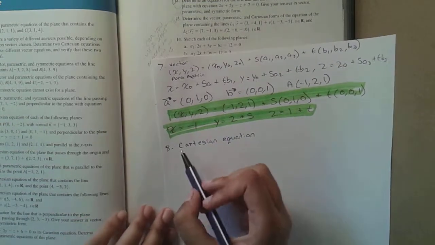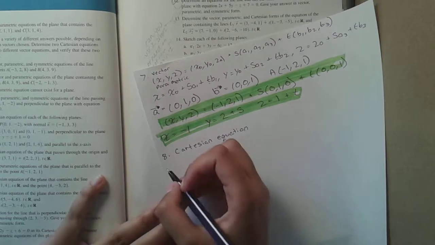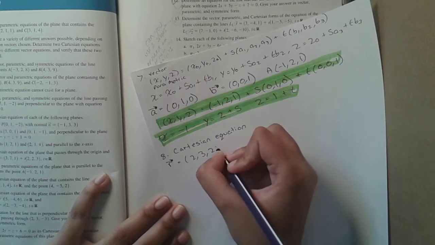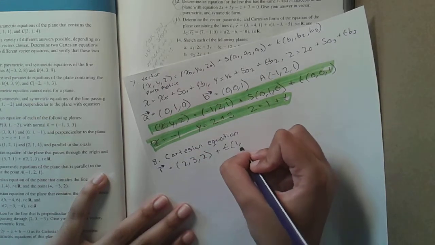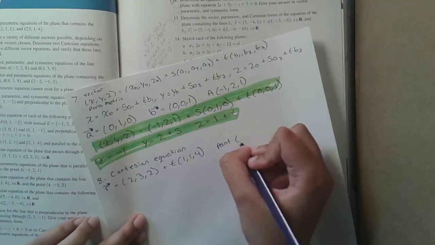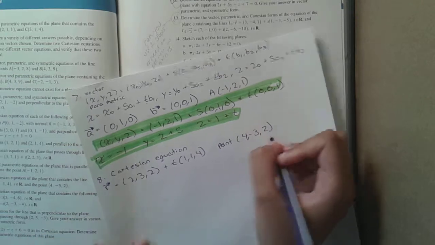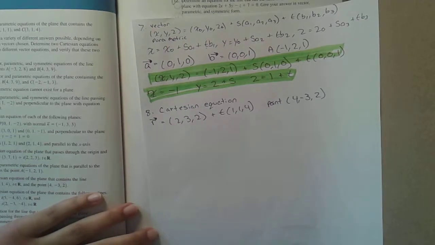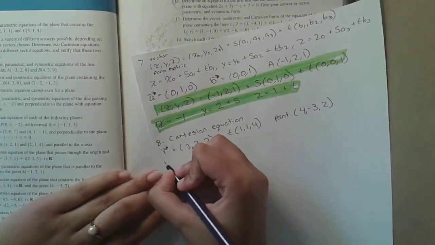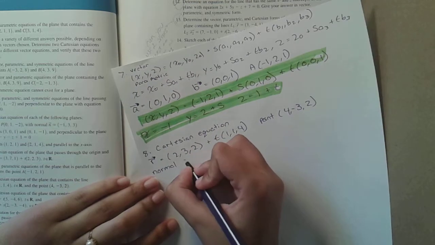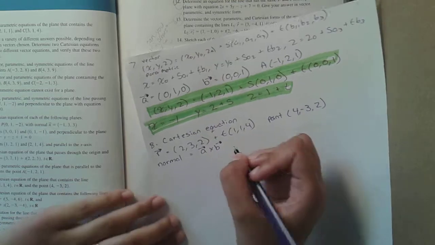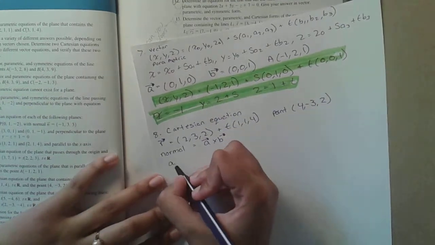This is another question with a Cartesian equation, number 8. So we are given a vector equation, 2, 3, 2 plus t, 1, 1, 4. And we are given this point, 4, -3, 2, and we have to find a Cartesian equation from this information. First, we need to find a normal, and to find a normal, you cross multiply A by B. So we need to find A and B.